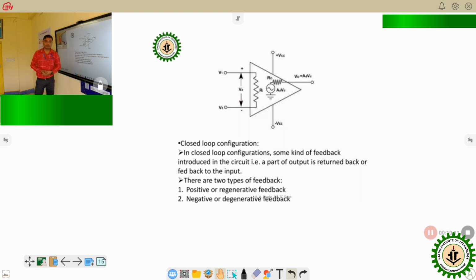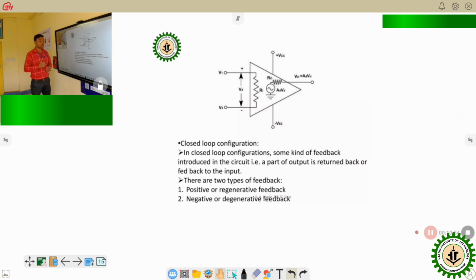So next we go through the configurations of the op-amp: open loop configuration and closed loop configuration. Open loop means there is no feedback connected from the output to the input. In closed loop configuration, there is some kind of feedback. Basically, some portion of the output is entered into the input terminal. That path is called the feedback. When feedback is connected in the circuit, then it is a closed loop configuration.